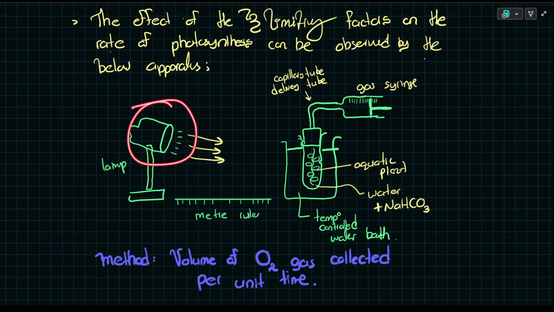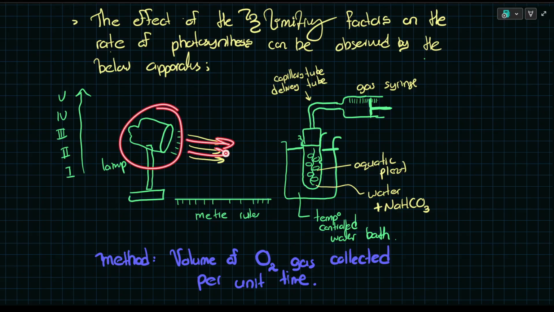So the lamp, now this lamp is actually controllable. You have certain intensity. So you have light intensity 1, light intensity 2, light intensity 3, 4, 5, and so forth. You can control the intensity and slowly increase. So when the lamp is switched on, light will be produced like so. It will hit the plant. The plant will realize that, okay, we have light. We can start the light-dependent stages of photosynthesis.